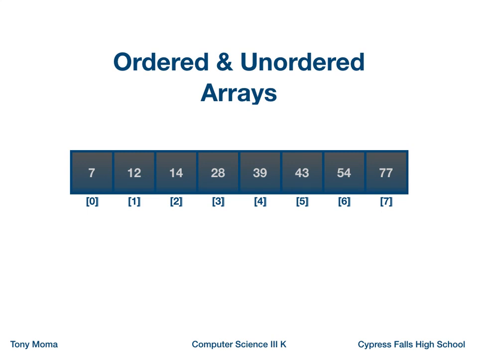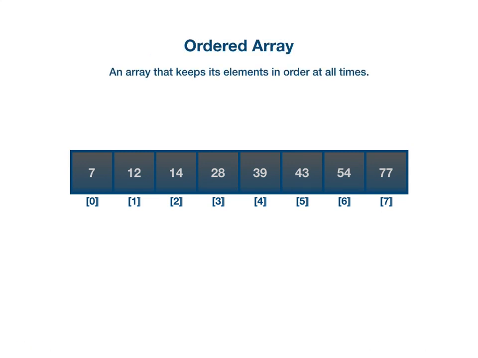Ordered and unordered arrays. An ordered array is an array that keeps its elements in order at all times. Hence, if I want to add 34 to this ordered array, for example, I can't just put it at the back. I have to find the right position to put that 34 in.